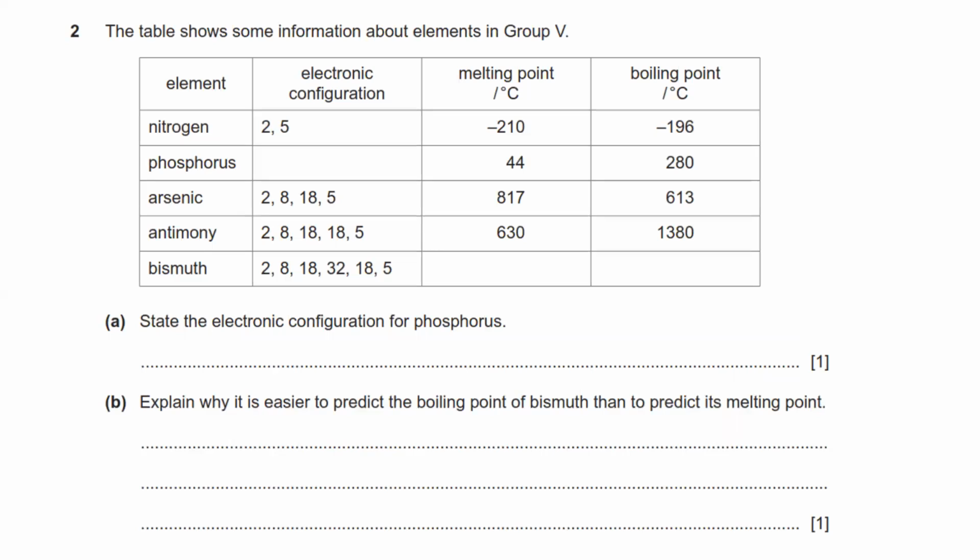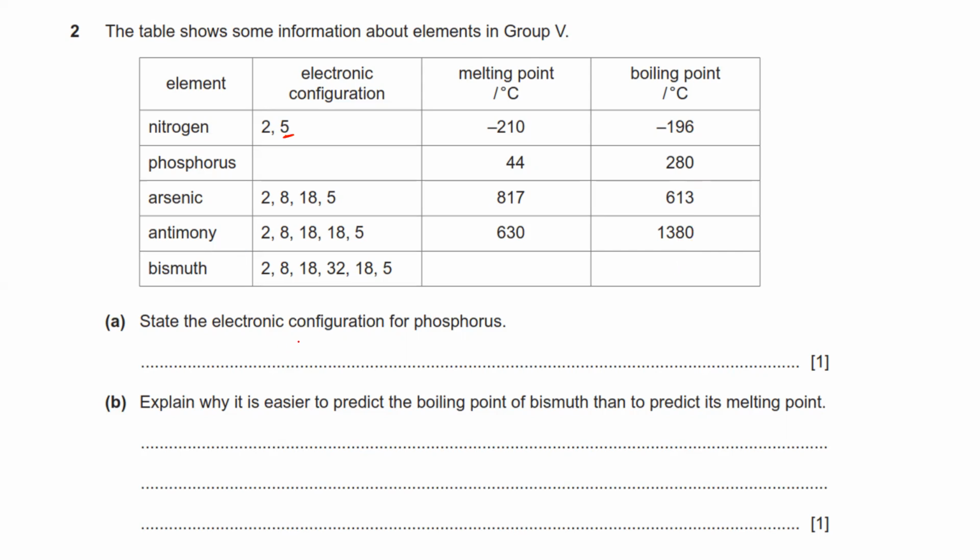So moving ahead, question number 2, it says the table shows some information about elements in group 5. So the elements are nitrogen, phosphorus, arsenic, antimony, and we can see that the valence shell has 5 electrons, all of them. And then there are some melting points. So the melting point increases, and then increases a lot, and then suddenly decreases. And more or less the same trend is seen with boiling point, but boiling point keeps on increasing as we go down the group.